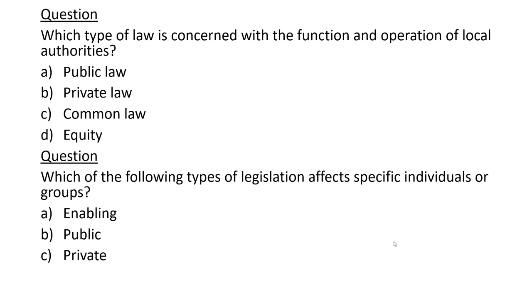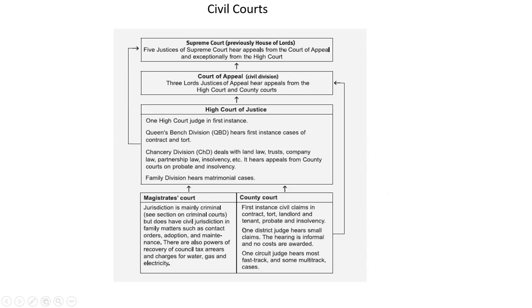Coming to the next question, which of the following types of legislation affects specific individuals or groups? Basically, the legislation, the law that affects specific individuals or groups is private law. Private law is made for individuals and it affects specific individuals or groups. So these were the different types of law we started with, their definitions and how they are implemented on the people.